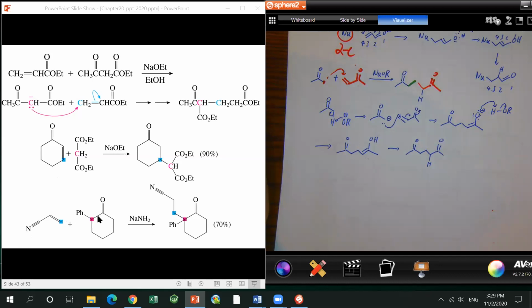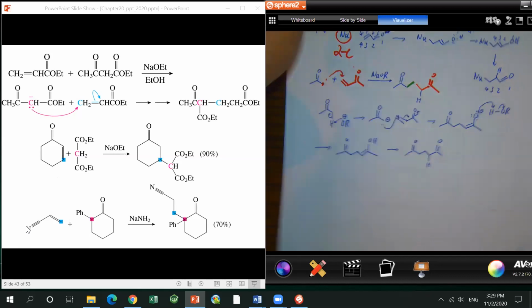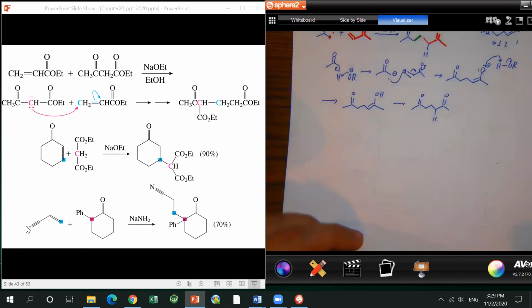And then another ketone acts as a nucleophile. This ketone's conjugated alpha carbon attacks the fourth carbon of the conjugated nitrile, and then gives you the final product. So let me give you another case, not only the carbonyl compound case.